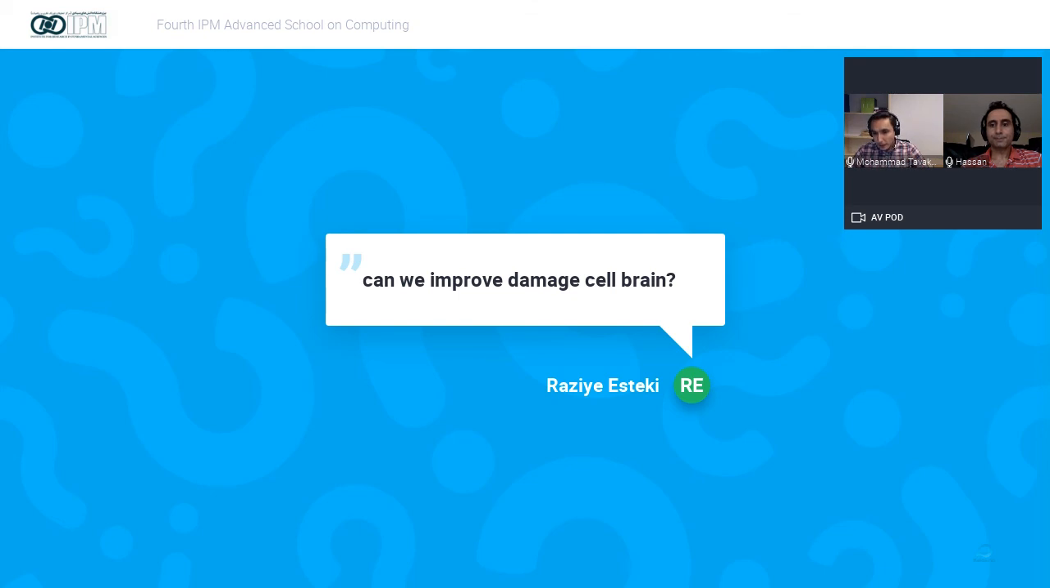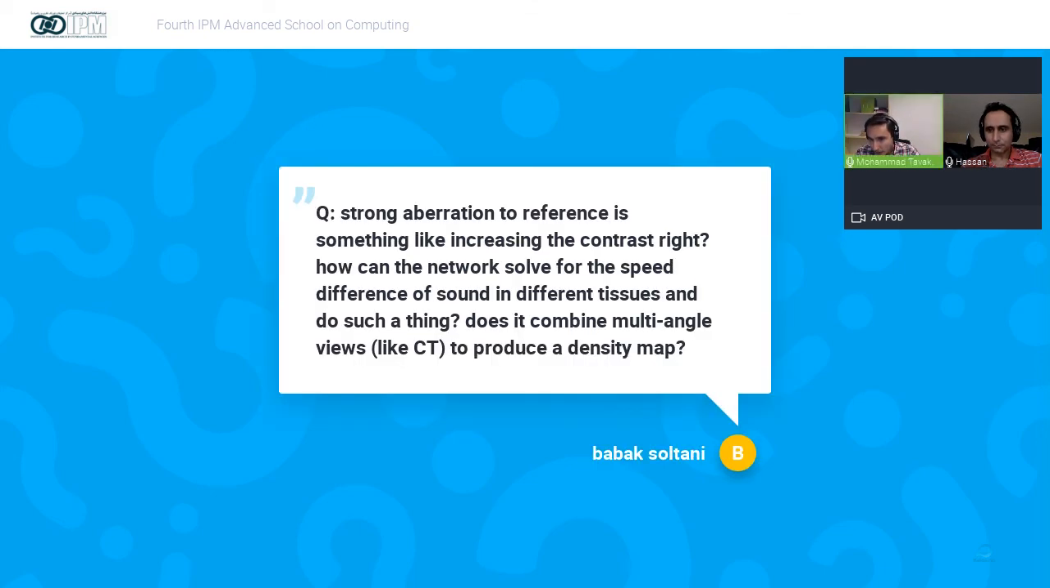Okay. Yes. Thank you. And the next question is, fixing strong aberration is something like increasing the contrast, right? How can the network solve for the speed difference of sound in different tissues and do such a thing? Does it combine multi-angle views, something like CT, to produce a density map? I see. Yeah, that's a good question.